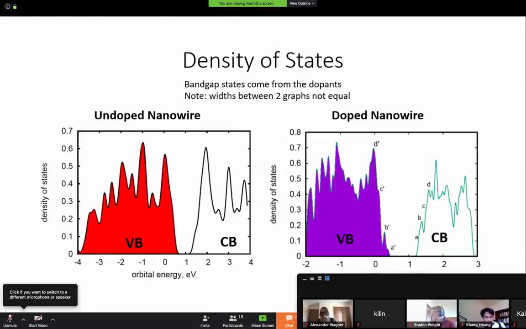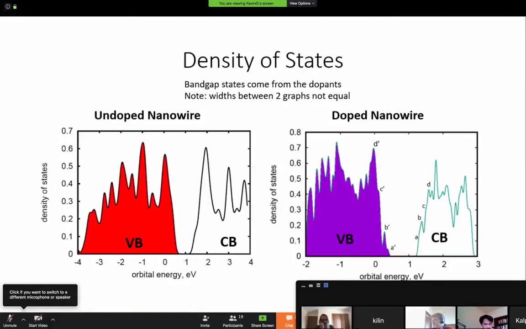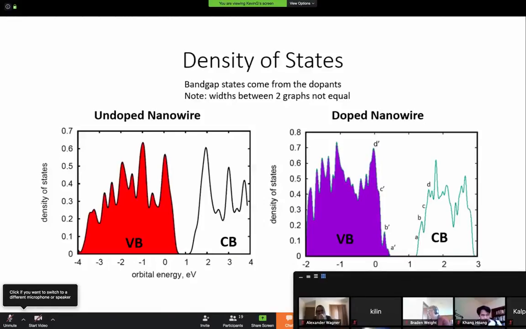One thing I have to point out is that I'm not positive that the widths for these two graphs are equal. So when I review the research I have so far, I have to redo these, make sure that the widths for these two graphs are equal, so that these density of states can be compared properly. And I just wanted to very quickly note that the band gap states come from the buildings. All right.